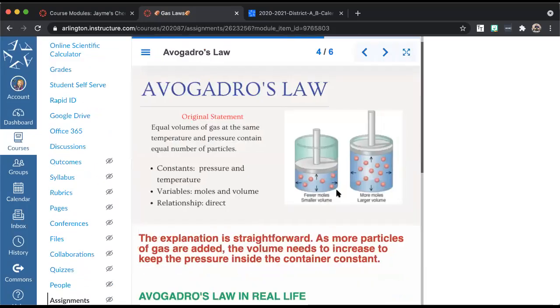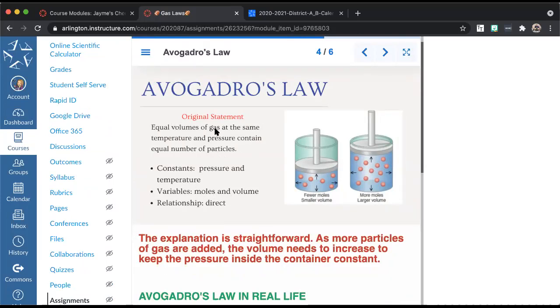All right. And then the last one is Avogadro's law. Okay. And so with Avogadro's law, pressure and temperature are constant. What's changing is volume and the amount, or the number of moles, of gas. They also have a direct relationship. And so here in this container, I have fewer moles of gas, and so they're going to take up less space. If I have more moles of gas, usually they're going to take up more space. That kind of makes sense.